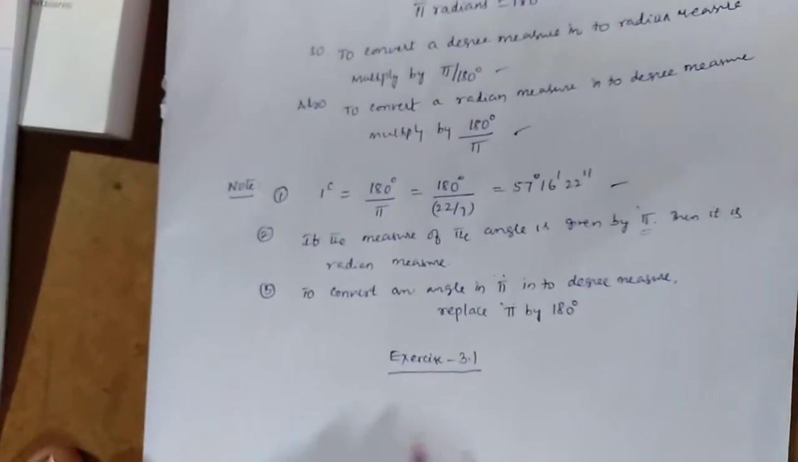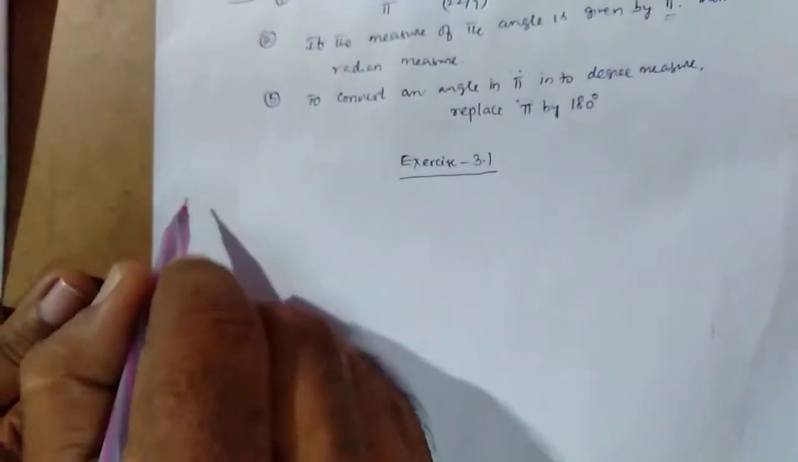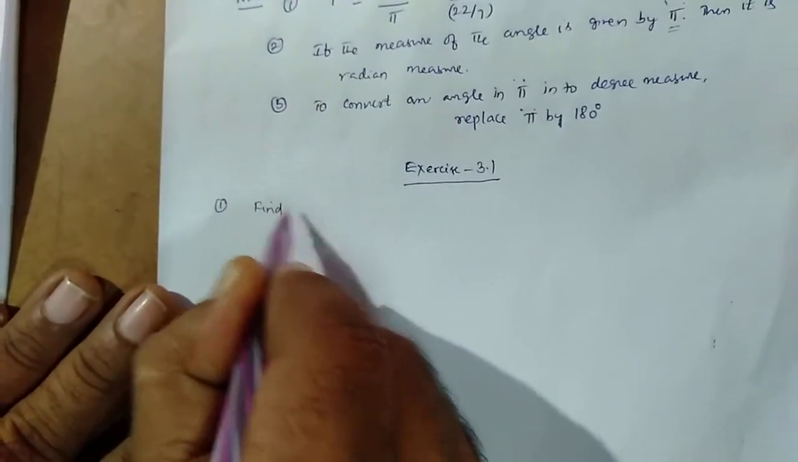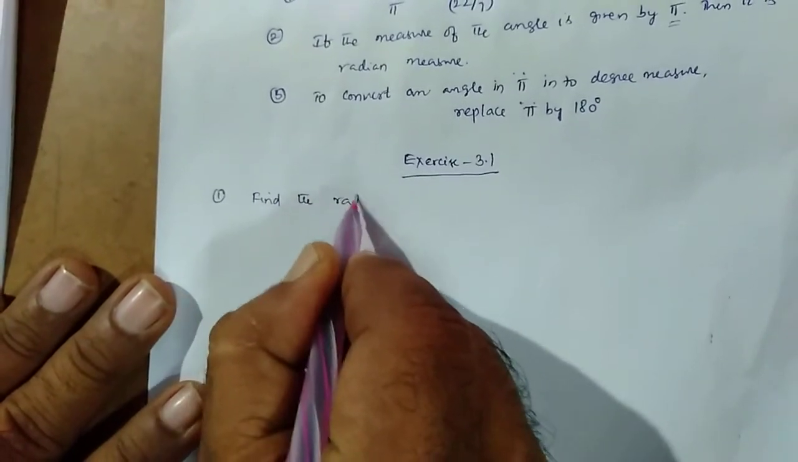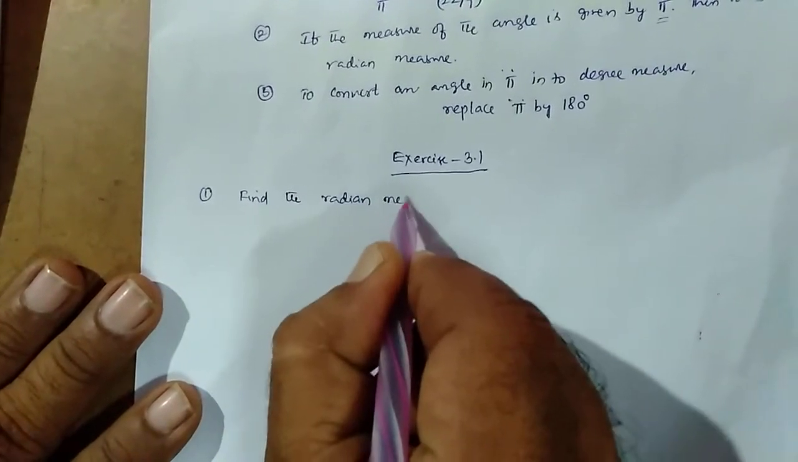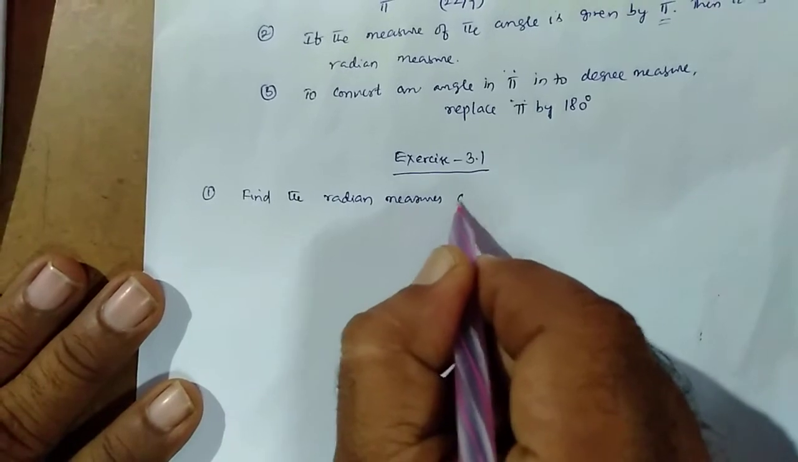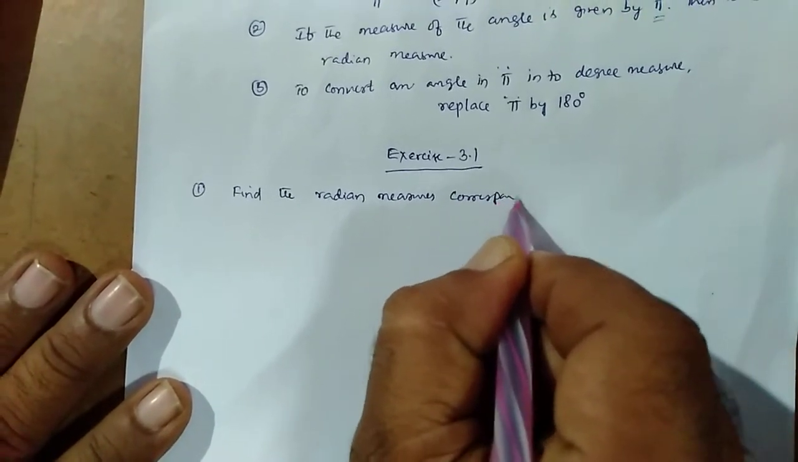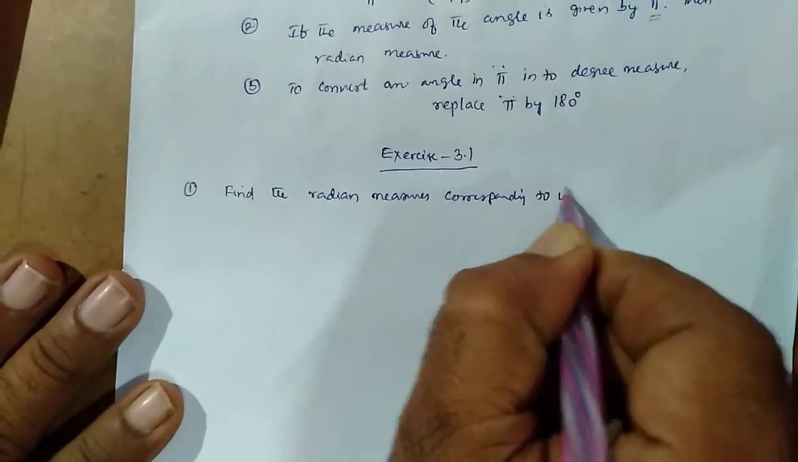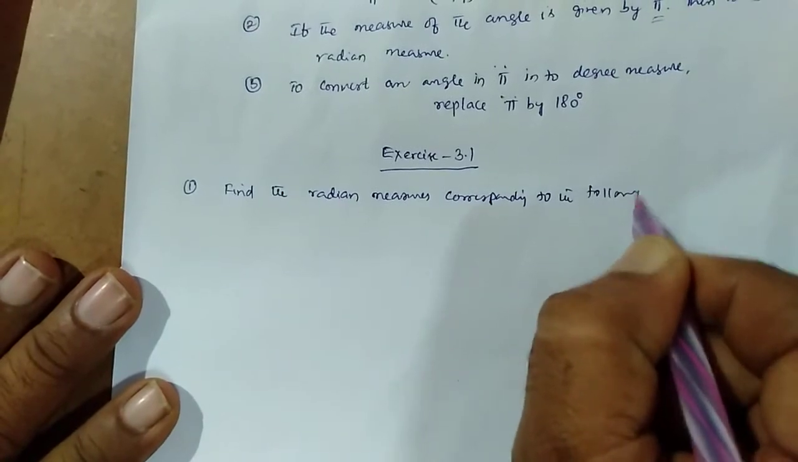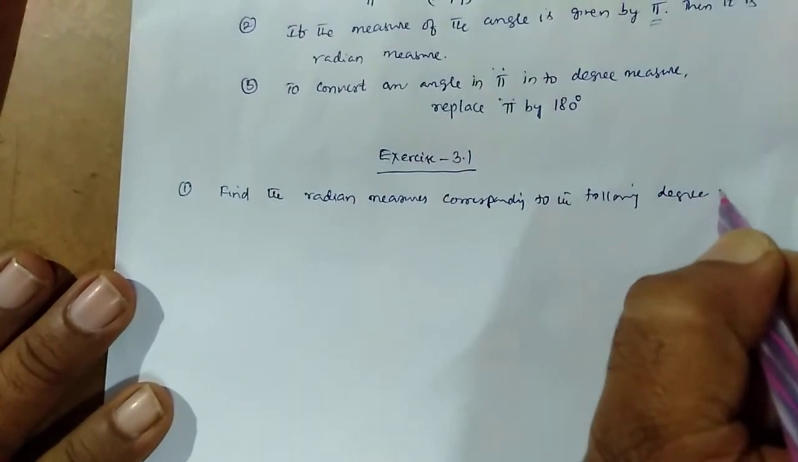Now, I'm coming to exercise 3.1. The first problem: find the radian measures corresponding to the following degree measures.